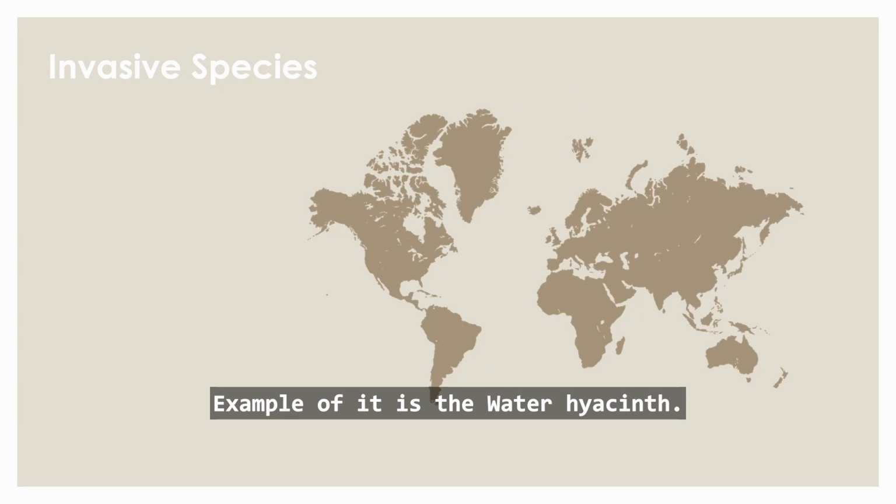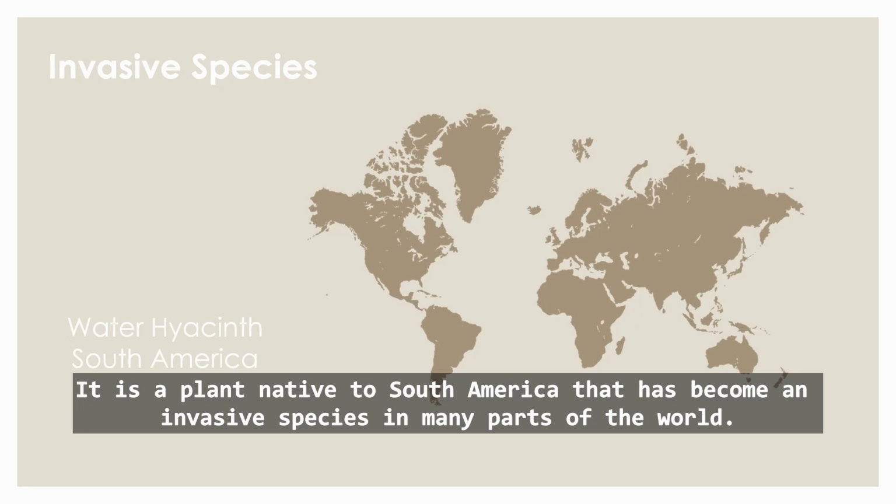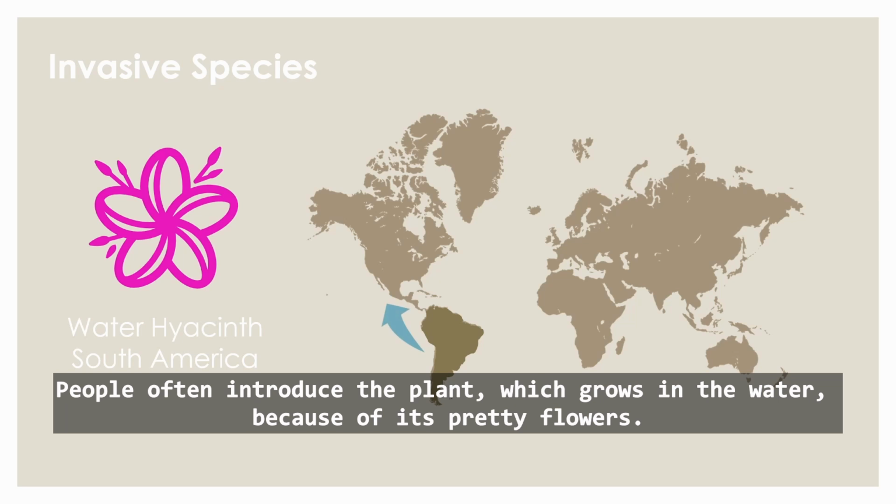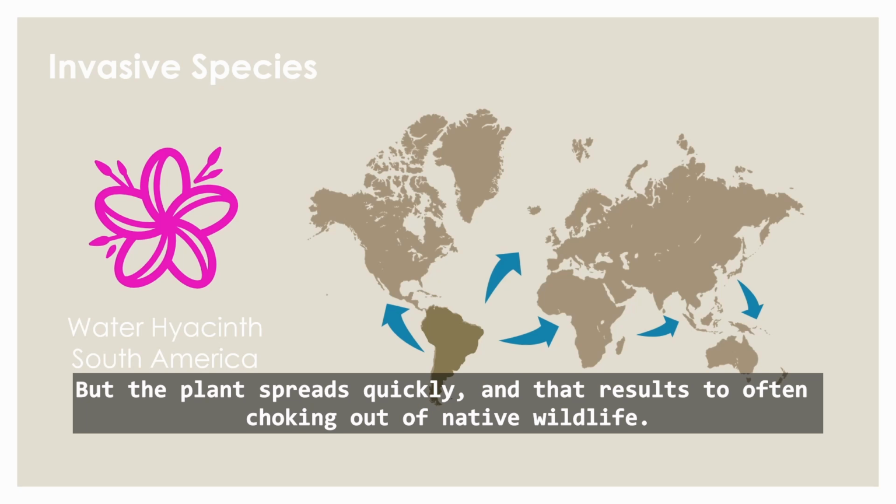An example of it is the water hyacinth. It is a plant native to South America that has become an invasive species in many parts of the world. People often introduce the plant, which grows in the water, because of its pretty flowers. But the plant spread quickly and resulted in the choking out of native wildlife.